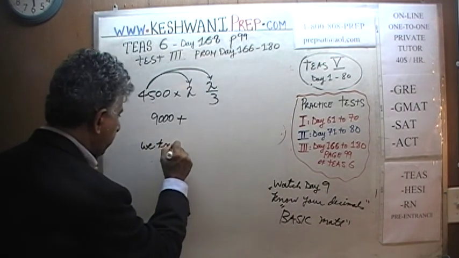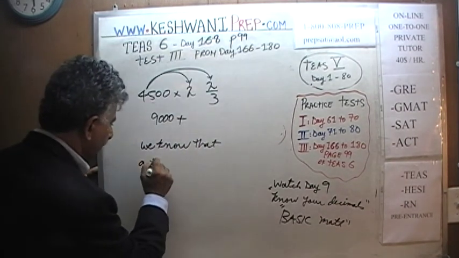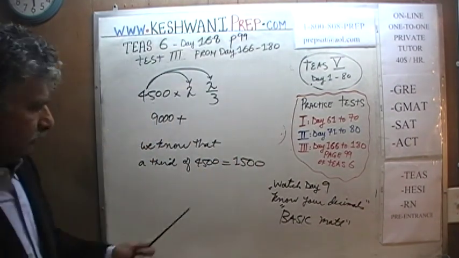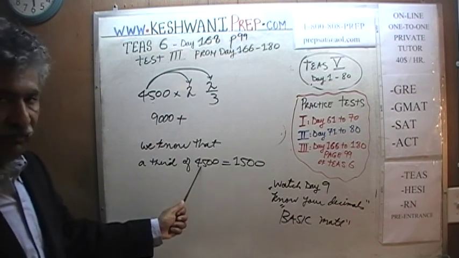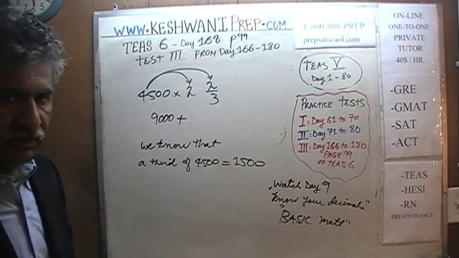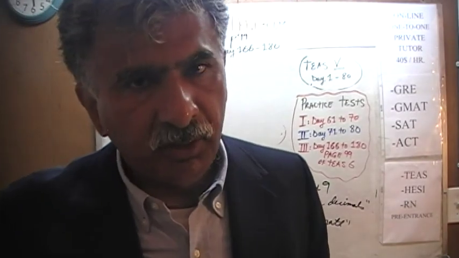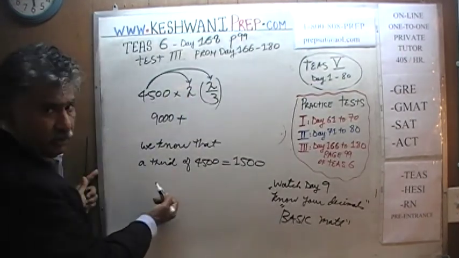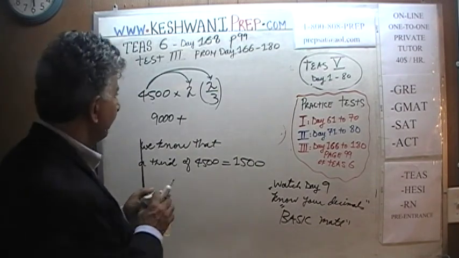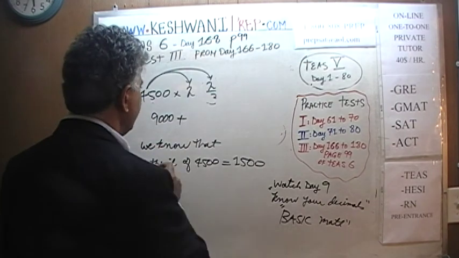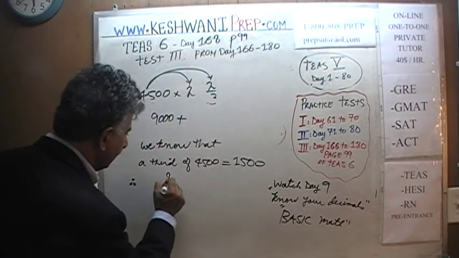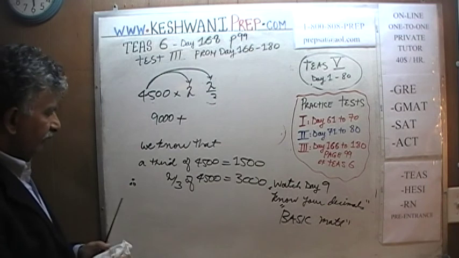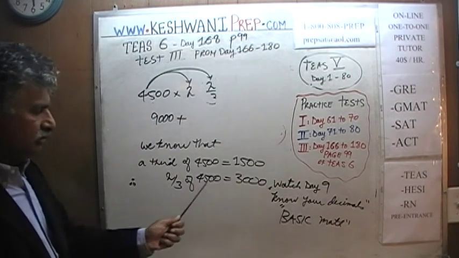We know that a third of 4,500 is simply 1,500. Because 15 plus 15 is 30, and 30 plus 15 is 45. In other words, 1,500 plus 1,500 is 3,000, and 3,000 plus 1,500 is 4,500. Hence, a third of 4,500 is 1,500. But we don't want a third, we want two thirds. I shouldn't have done that, because now it seems like it's 2 times that quantity. It is not, it's 2 2/3, it's one quantity, do you understand? Therefore, 2/3 of 4,500 must be 3,000. If a third is 1,500, 2/3 must be 3,000.